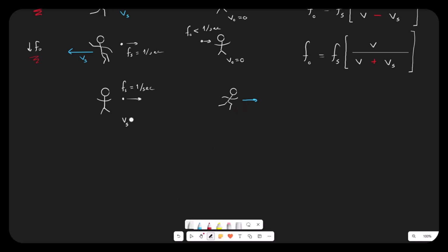Now my source is stationary. I'm going to be hit less than 1 per second because, yes, I get hit with that first one, but by the time the second one comes, I'm farther away. It has to travel farther, so it's going to take more than 1 second for that second one to hit. Which means I expect here my frequency of the observer to decrease.